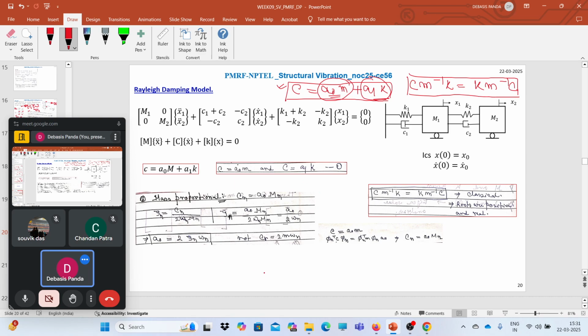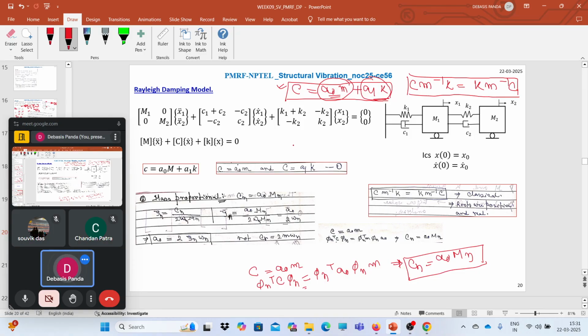So here, C is given as A naught into M. Now if we pre-multiply with phi n transpose, C phi n is equal to phi n transpose A naught M phi n. So what will we have? The normalized damping matrix Cn will become A naught into phi n transpose M phi n, which is nothing but your Mn. So Cn comes as A naught Mn, right?